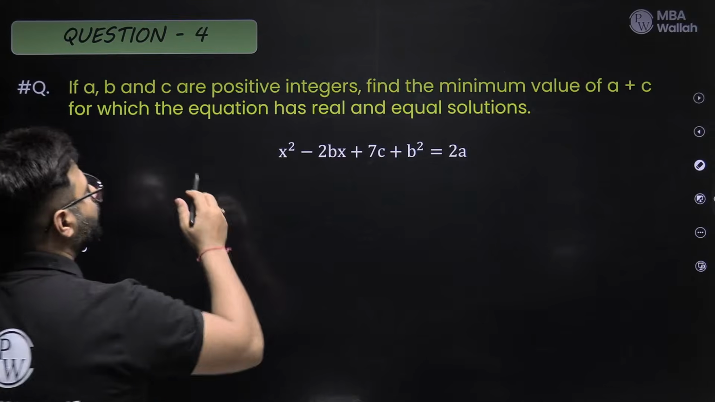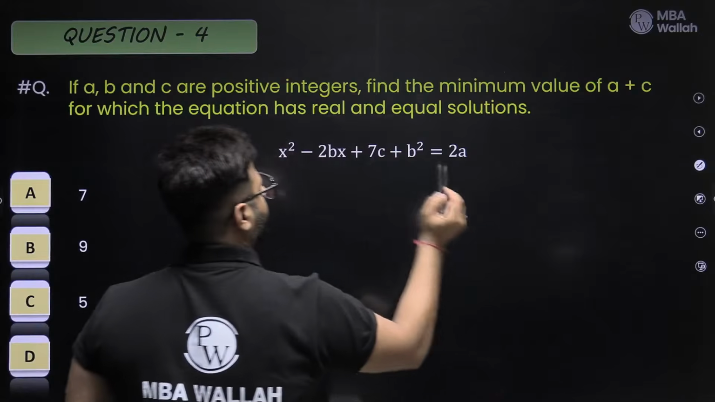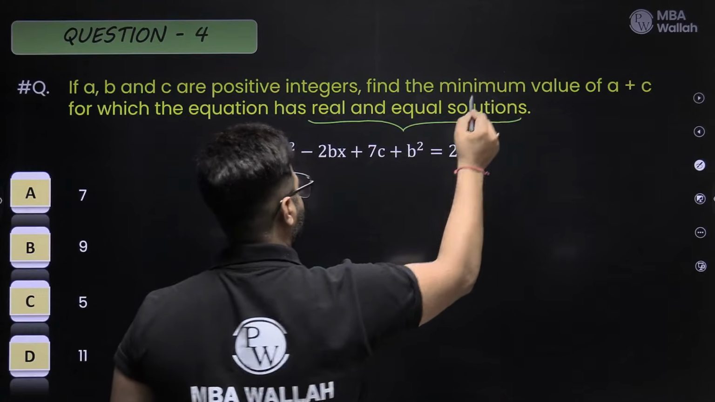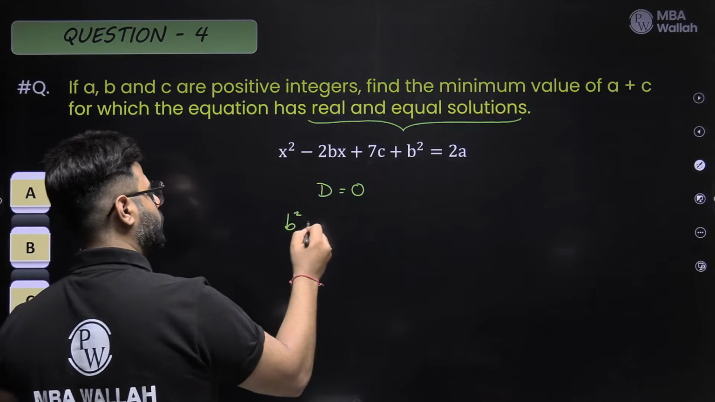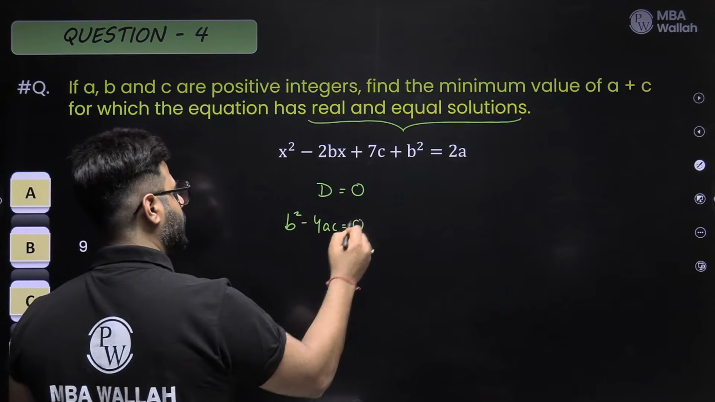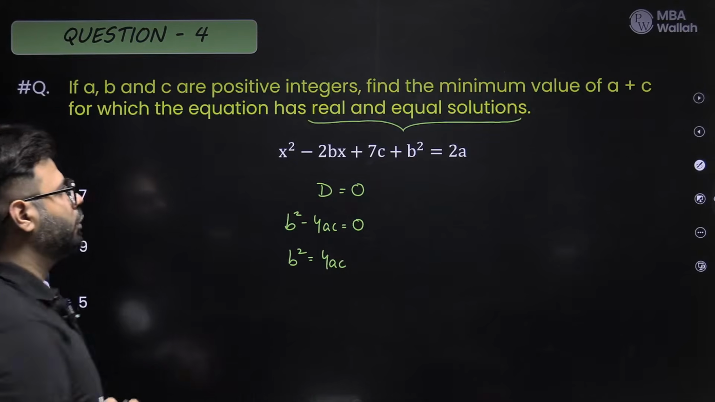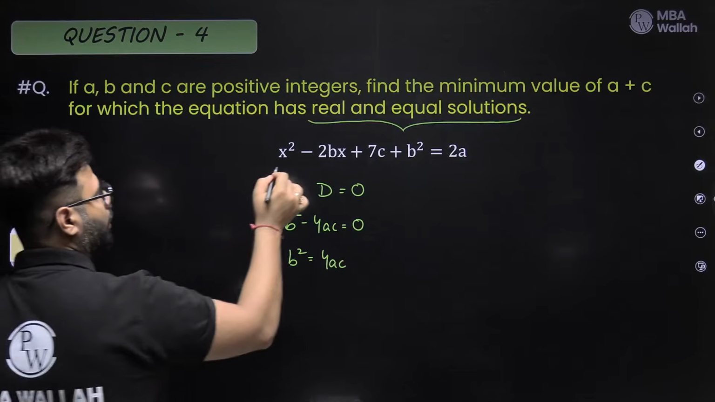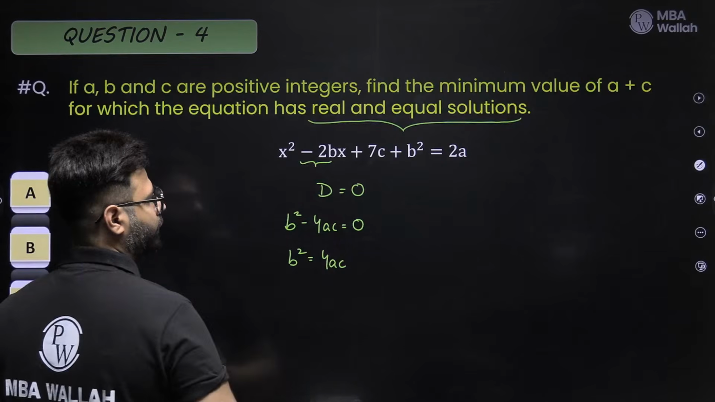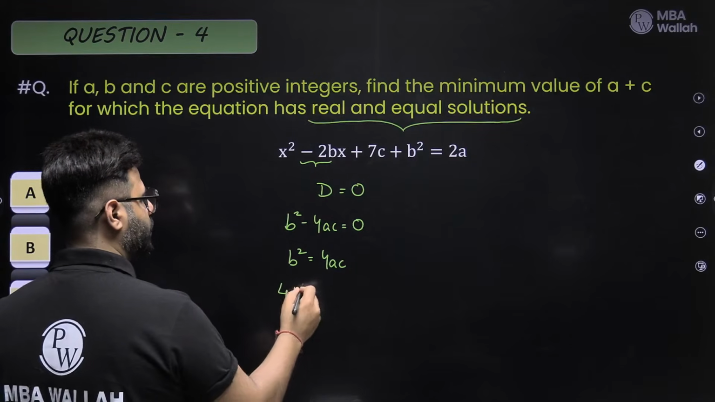All right. So this has real and equal solutions. So guys, what should be the condition we should apply? Real and equal solutions. That means D is equal to 0. That means b square minus 4ac is equal to 0. That means b square equals 4ac. Perfect. Now, b means the coefficient of x. That means minus 2b. Minus 2b whole square is minus 2 square is 4, b square is b square.